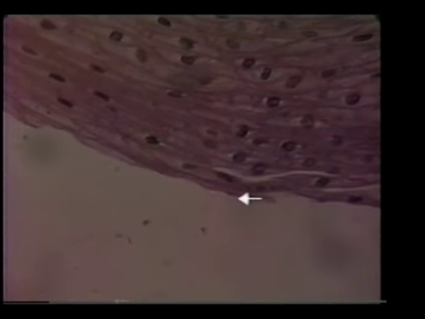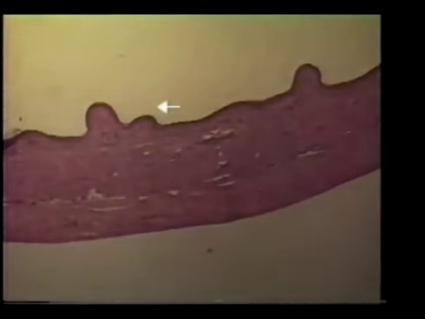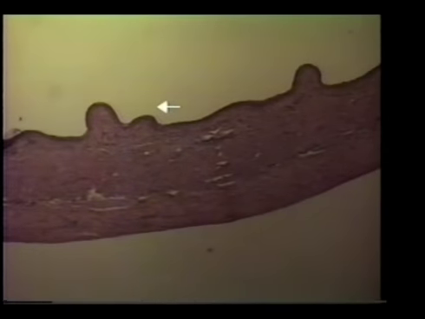You'll not be asked to identify the different types under the microscope, but you will be asked to know the difference and know where the different types are located. Our next tissue is stratified transitional epithelium.